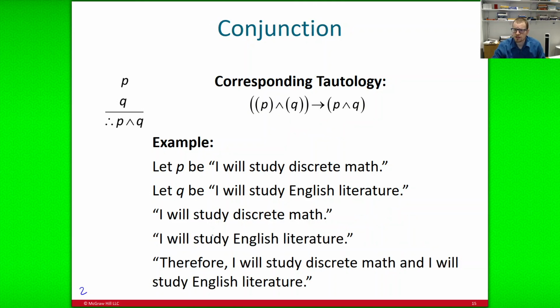Conjunction, corresponding tautology here. Oh, interesting. I wonder why they put parentheses around that. I wonder if there's a little bit of an error here. This seems very strange. All right, I was able to verify that this is indeed what we mean here. If I know that P is true and I know that Q is true, then I know that P and Q is true. No surprise. I think we'll move on from that. All right.